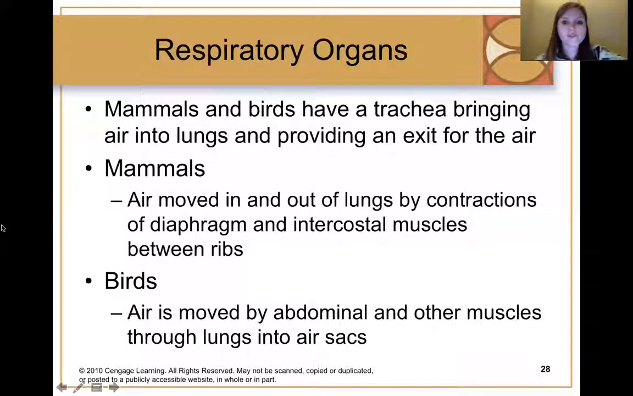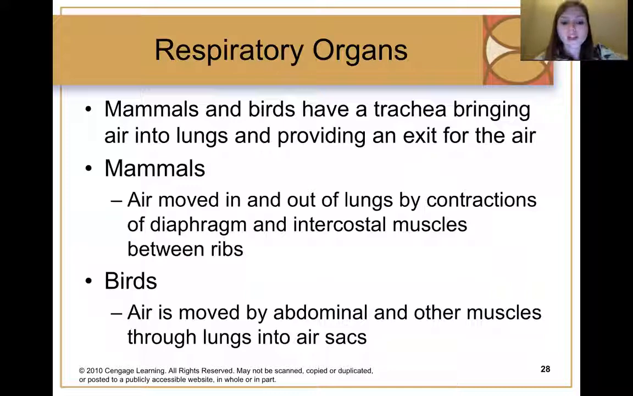So for respiratory organs, mammals and birds have a trachea that brings air into the lungs and provides an exit for the air. So that is something that mammals and birds have in common. However, they do have a few differences. In mammals, air is moved in and out of the lungs by contractions of the diaphragm and the intercostal muscles between the ribs. So that's kind of how the process of breathing in takes place in mammals.